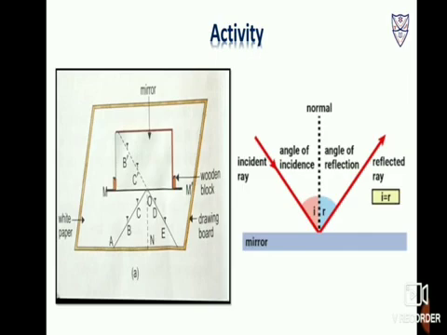So when we are fixing 2 common pins, what will you see? You will see the image of B and C. So here we have marked them as B' and C', which show the images of B and C.